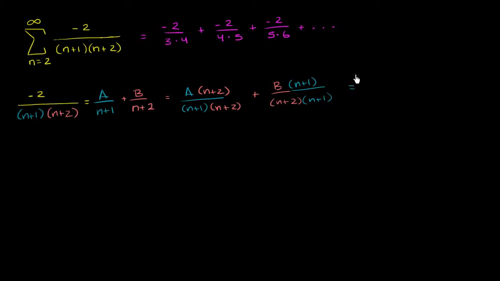So this is going to be equal to n plus 1 times n plus 2 as our denominator. And then our numerator, let me expand it out. If I distribute the a, it is an plus 2a, so let me write that, an plus 2a, and then let's distribute this b, plus bn plus b.